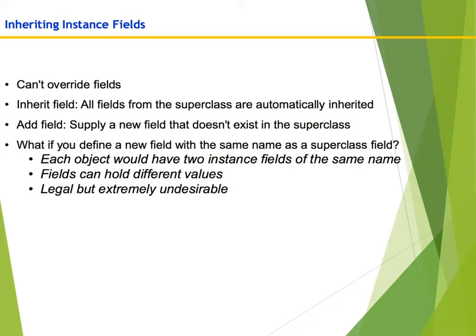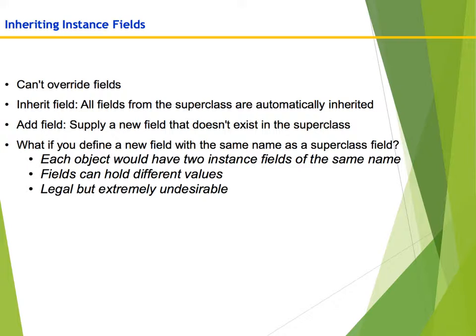And then the fields can hold different values, obviously, because we have two different memory cells. One stores the value of the field belonging to the superclass, and one stores the value of the field belonging to the subclass.